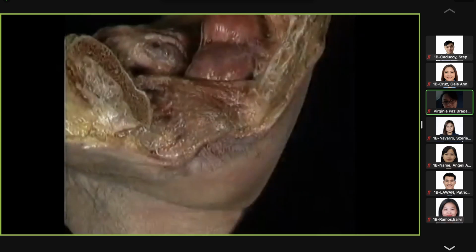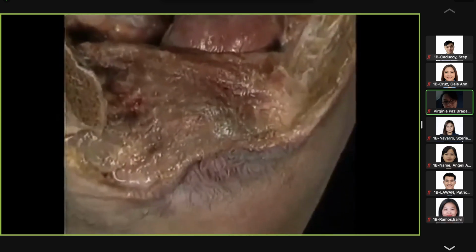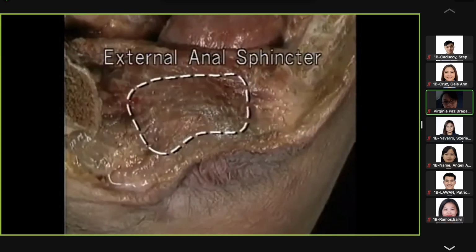Closure of the anal canal is maintained by the internal and external anal sphincter muscles. The involuntary internal sphincter is a continuation of the circular smooth muscle coat of the intestine. It's present in the proximal 2/3 of the anal canal. The voluntary external sphincter runs the full length of the canal. This is the external anal sphincter.